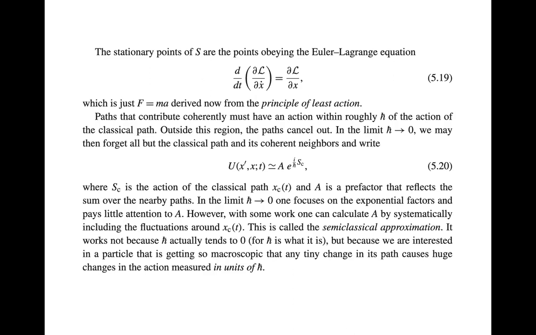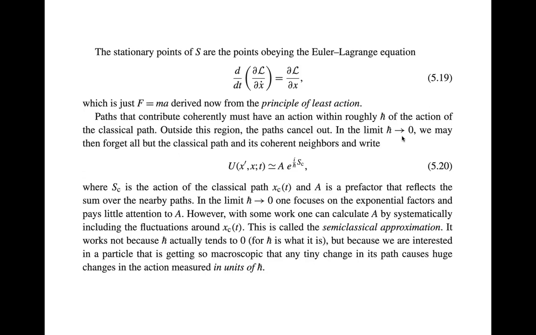So paths that contribute coherently must have action within roughly h bar of the action of the classical path. Outside this region, the paths cancel out. So in the limit when h bar goes to 0, we may then forget all but the classical path and its coherent neighbors, right? So in the limit h goes to 0, what does h equal to 0 mean? H equal to 0 means the classical limit, when the system is reduced to the classical path.